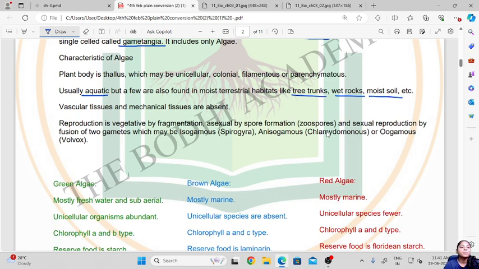Then vascular tissue and mechanical tissue are absent, so they do not have vascular tissue, that is phloem or xylem. Then reproduction is vegetative by fragmentation. Then in asexual reproduction, spore formation is also there, so they form zoospores. Then sexual reproduction is by fusion of two gametes, which may be isogamy, anisogamy, or oogamy. So isogamous gametes are formed in Spirogyra, anisogamous in Chlamydomonas, and oogamous in Volvox.